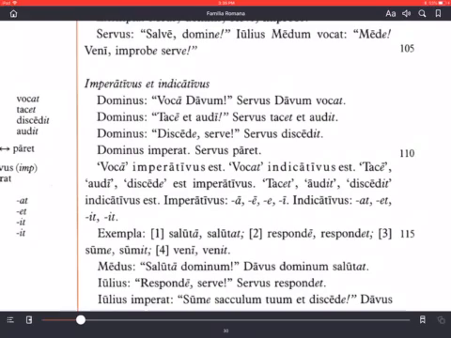Now an indicative verb is not a command verb, it just indicates, it basically tells you what somebody is doing, right? So tace is an imperative telling you to be quiet. Audi, discede, those are imperatives telling you to do those things. Listen, go away. Tace, audi, discede, imperativus est, those are all imperative. Tacet, audit, discedit, indicativus est. All of those are indicative, right?